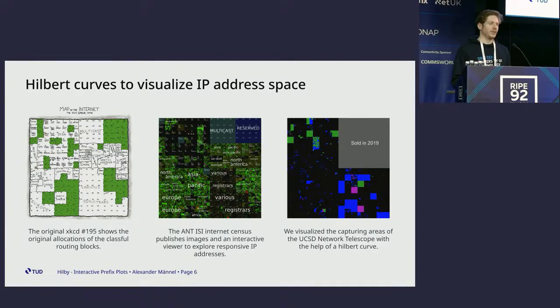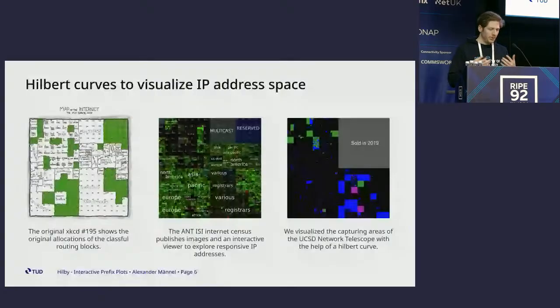And people have come up with other ideas, mainly a thing called Hilbert curves. I believe the first use case that I know of is XKCD 195, where he drew the original allocations in classful routing and also the allocations to the different RIRs to create what he called a map of the internet. The ANT group at ISI has also done this for their internet census data and is regularly publishing these images of the IP address space. And as a shameless plug, we also did that a couple of months ago for a paper talking about network telescopes.